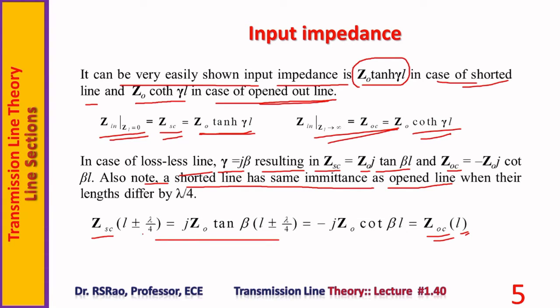ZSC is j Z0 tan beta (L plus lambda by 4). You see here ZSC is Z0 j tan beta L. When L is replaced by L plus or minus lambda by 4, it means minus j Z0 cot beta L, which is the line's impedance when it is under open circuit.